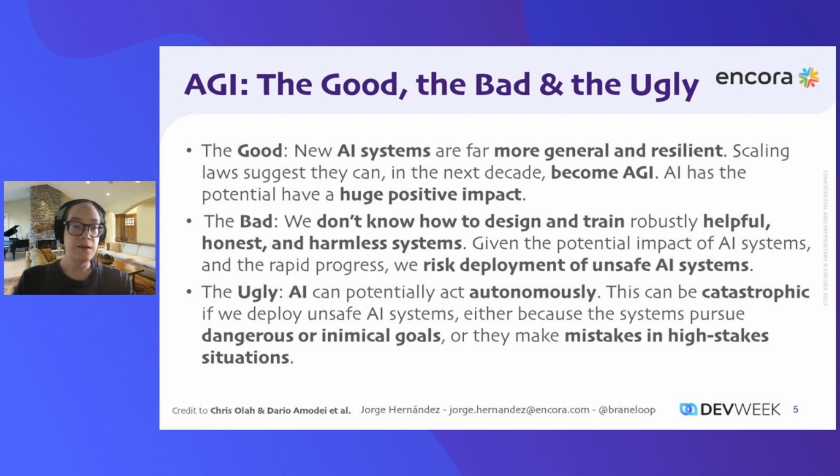But new models are different. In particular, large language models can do lots of things that we do with language. And with scaling laws suggesting that we can just keep throwing compute at these models and they can keep scaling in capabilities, during the next decade we can expect AI systems to become as good as humans in almost everything we do.